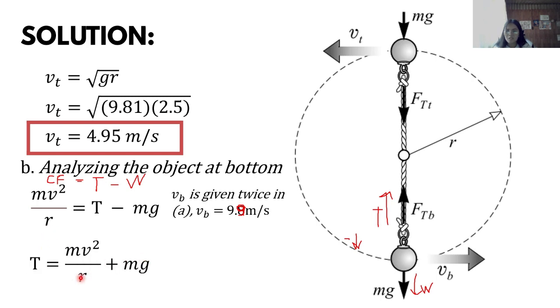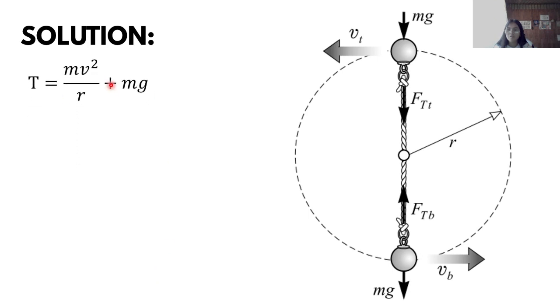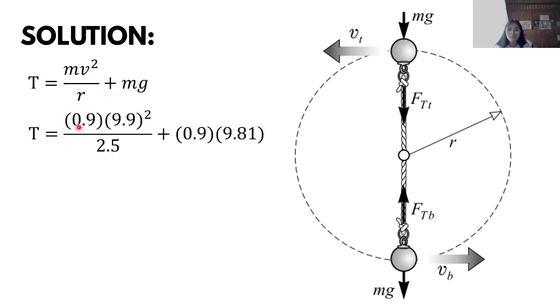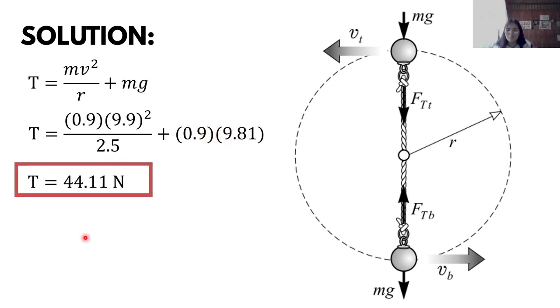So, substitute na natin T. Tinranspose lang tong mg sa kabila, kaya naging positive. Okay? So, we have ito. Substitute natin: 0.9 times 9.9 squared over 2.5 plus 0.9 times 9.81. So, makukuha natin yung sagot. Tension is equal to 44.11.